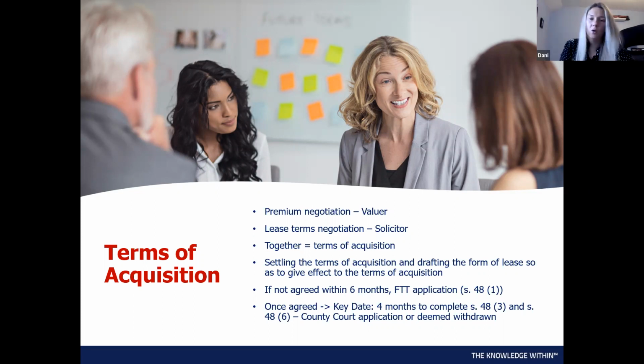So again, make sure as soon as the terms of acquisition are agreed, your premium and your lease terms have been agreed, you insert that new key date of 4 months' time into every diary, every case management system, whatever it is. If you haven't completed within that 4 months, you need to have made a county court application to protect the claim. Again, if that hasn't been made and completion hasn't taken place and that 4 month date passes, then you have a deemed withdrawal. So again, the tenant can't apply for a lease extension for 12 months. It's very important to make sure that you are aware of those key dates.